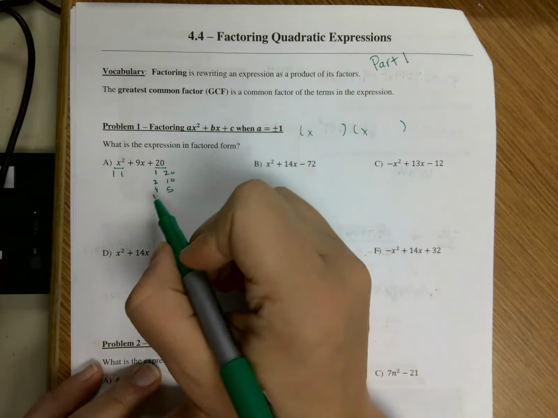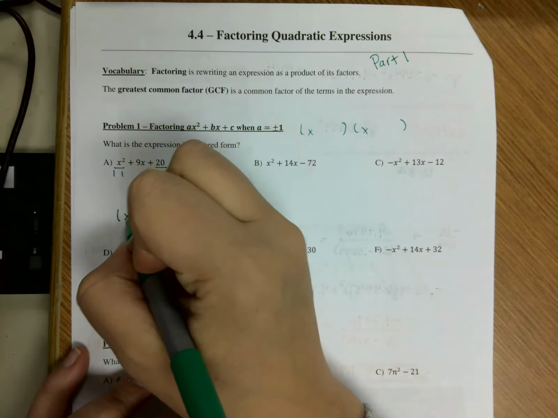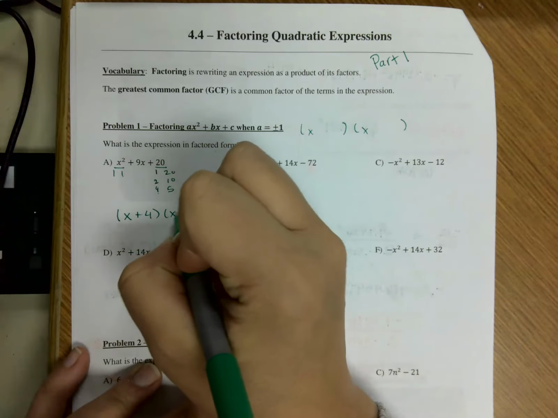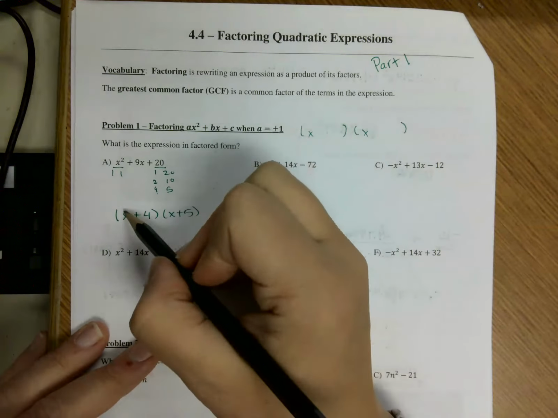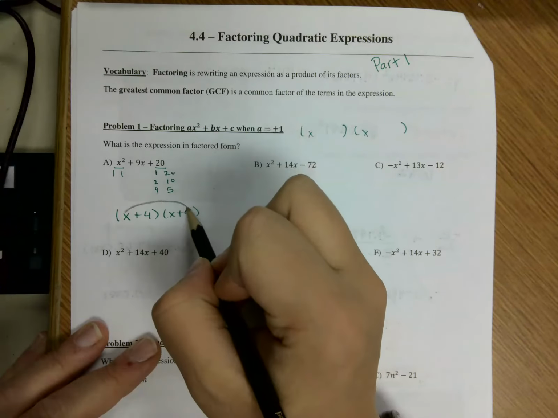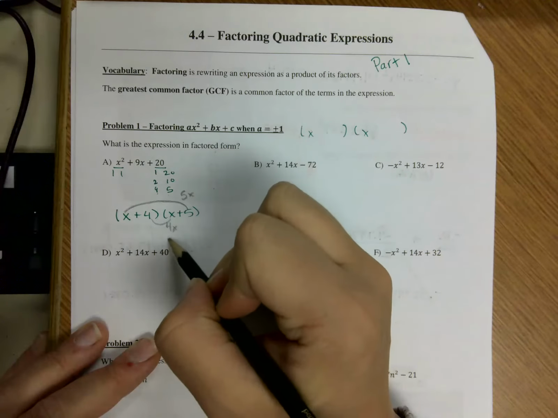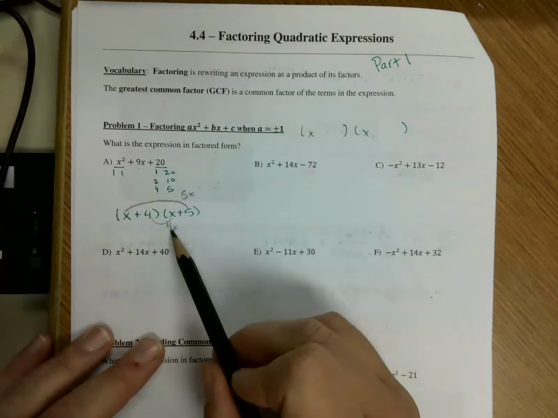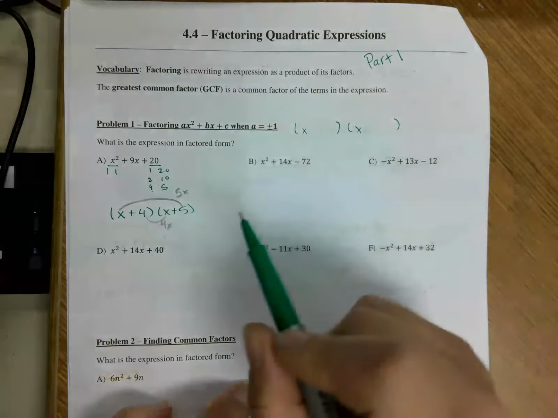So I'm looking at this. 4 plus 5 is equal to 9. So I'm going to guess that first. So here is me guessing. Now if I want to check, remember it's these two numbers multiplied together. So this would give me a 5x, this gives me a 4x, and together that gives me my 9x. So that's completely factored.